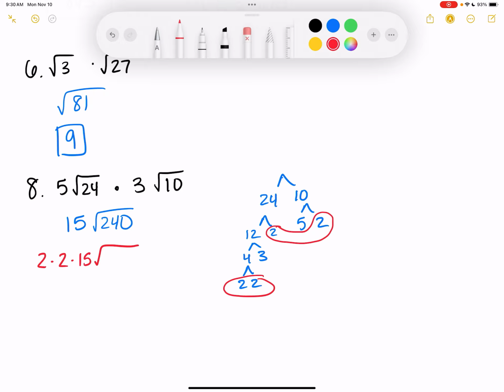And you don't have to write this every time. You can just write what that number is equal to. I'm just doing it so we can see it. And then inside, I have 3 times 5. Again, you could just write that as 15. And so to simplify that, that ends up giving me 60 times the square root of 15.